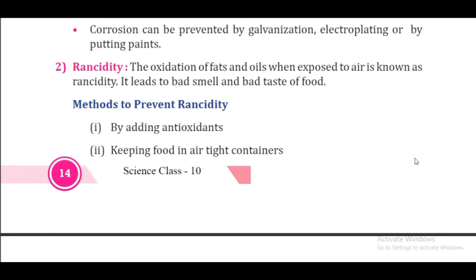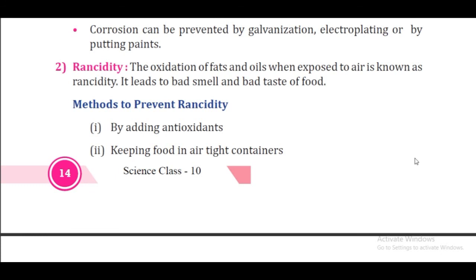Rancidity is the process of spoiling of any food containing fats and oils when they are exposed to air. As the fats and oils get oxidized, the food becomes rancid as its taste and smell change. So the oxidation of fats and oils when exposed to air is known as rancidity. It leads to bad smell and bad taste of food.